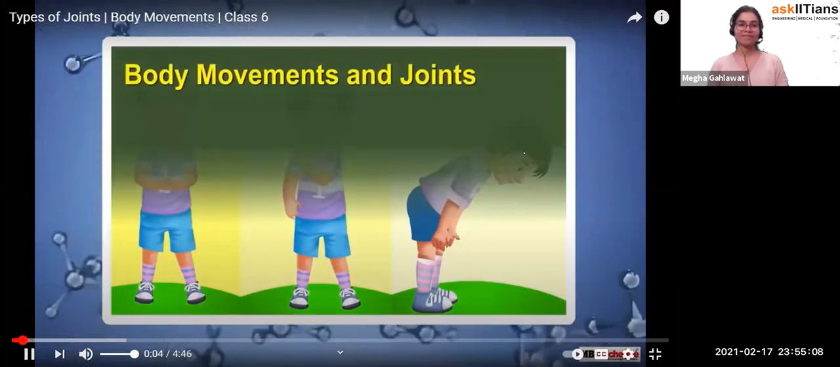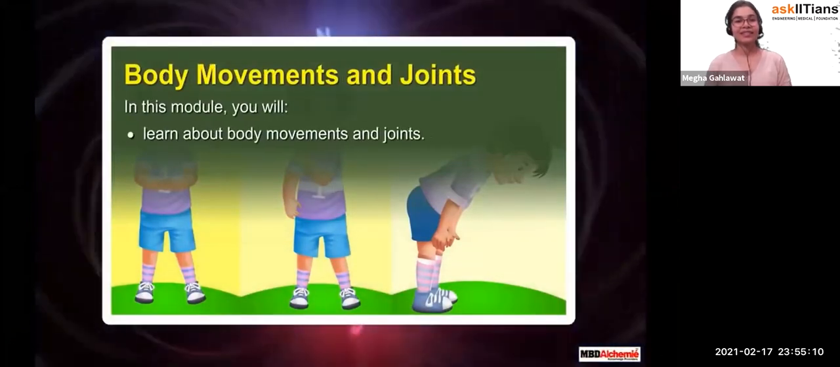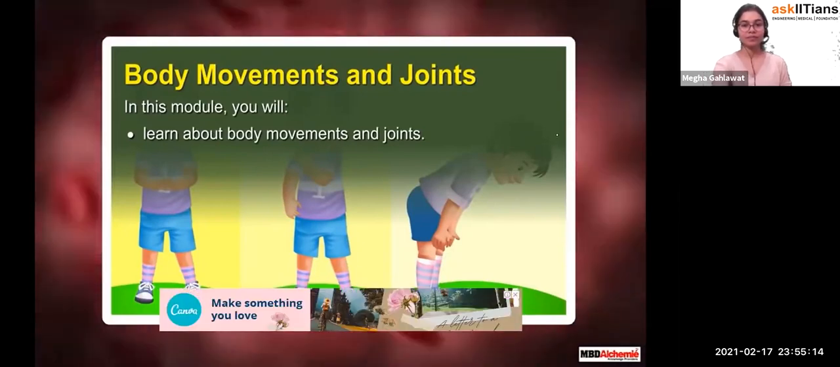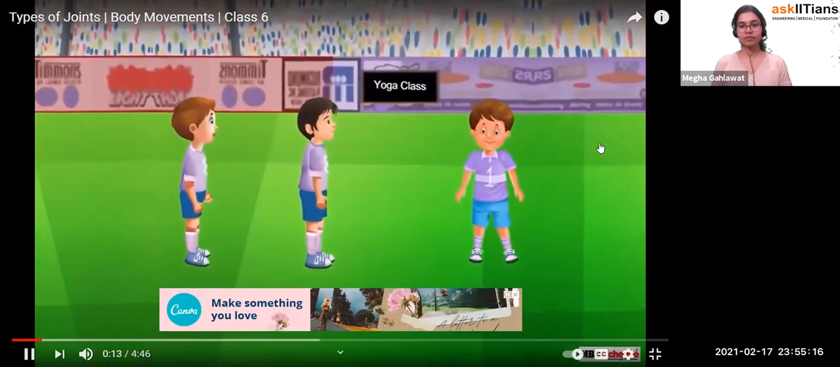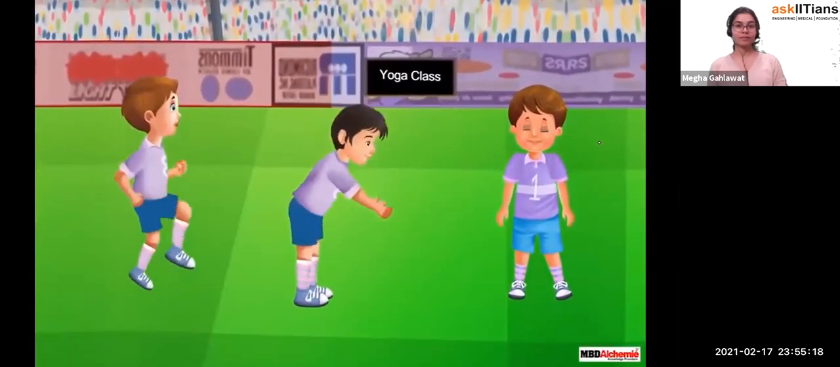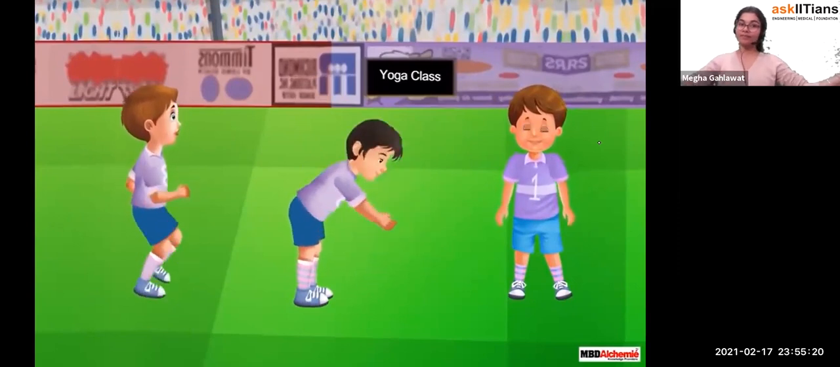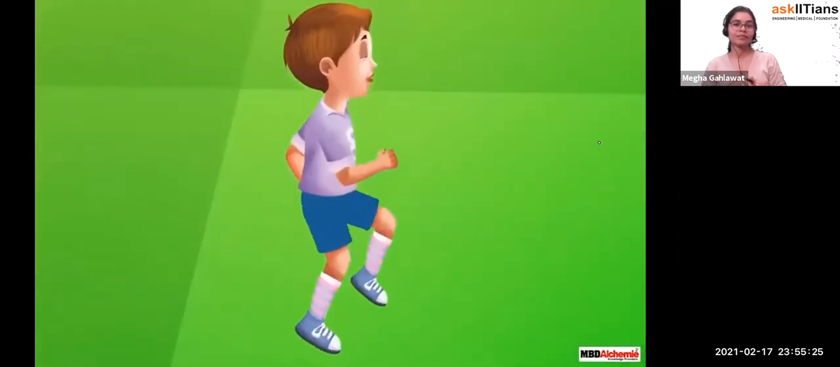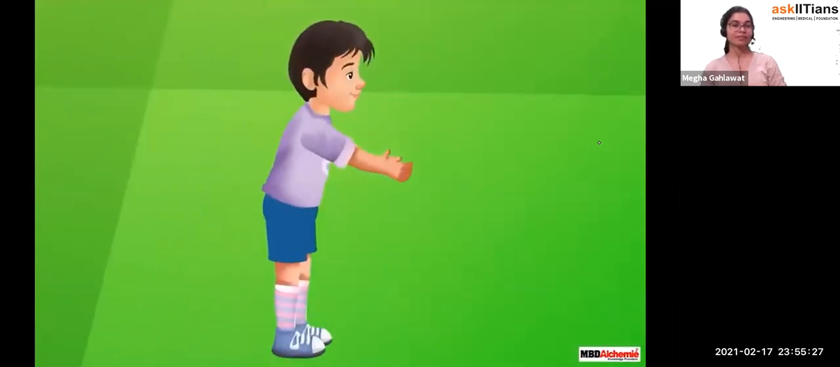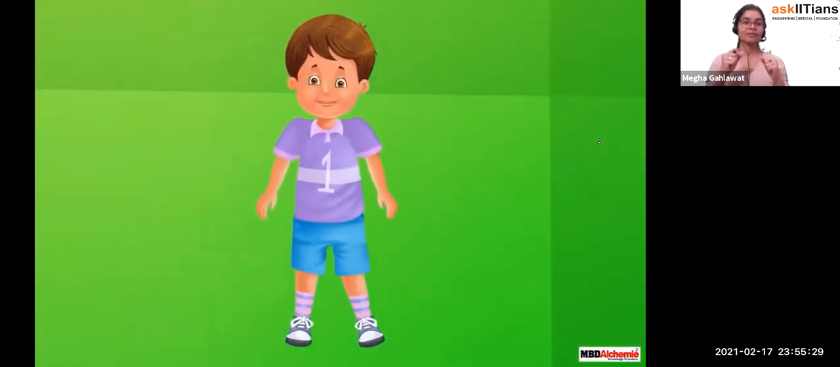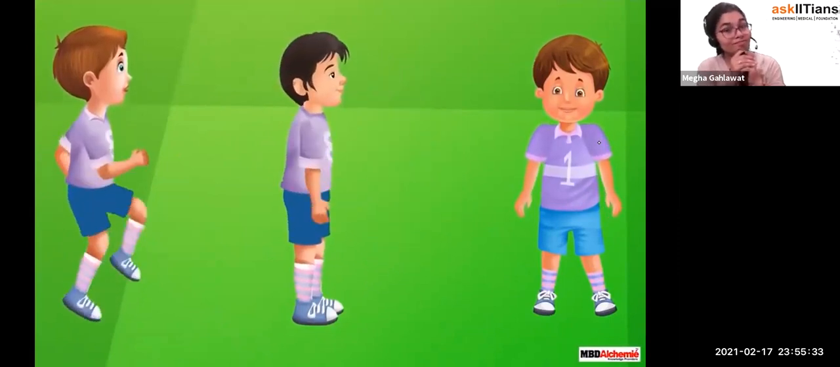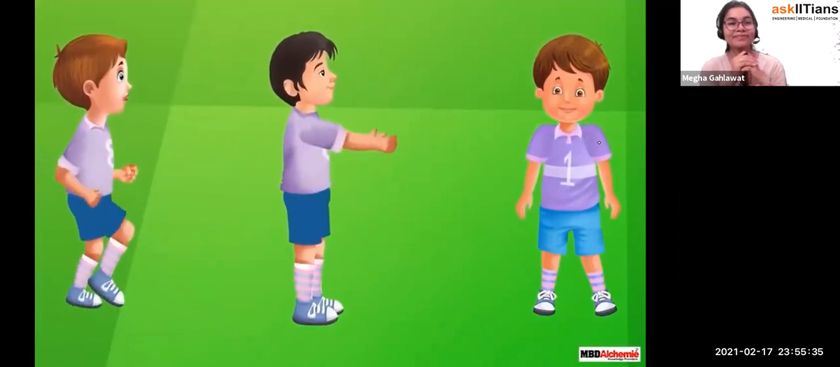Body movements and joints. In this module, you will learn about body movements and joints. You do different exercises in your yoga classes at school. For doing these exercises, you do different types of movements. For example, moving your arms and legs, forward bending, shoulder rotation, and many more. You can do these movements easily because your body is flexible.